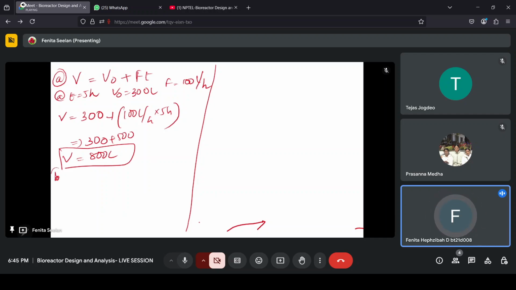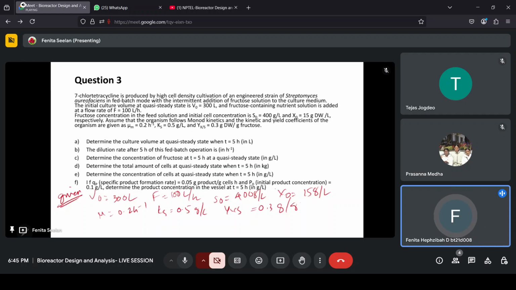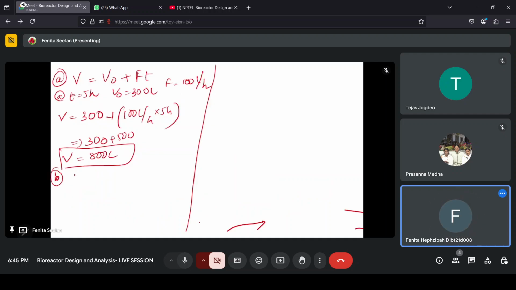The next question B asks for the dilution rate, D, after 5 hours of this fed batch operation. What is D? D is F by V. F is given as 100 liters per hour, and V we just calculated as 800 liters. So 100 by 800 is around 0.125 hour inverse.